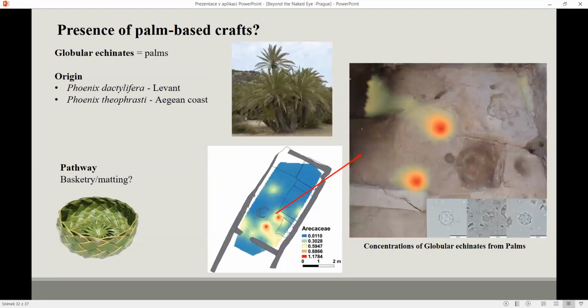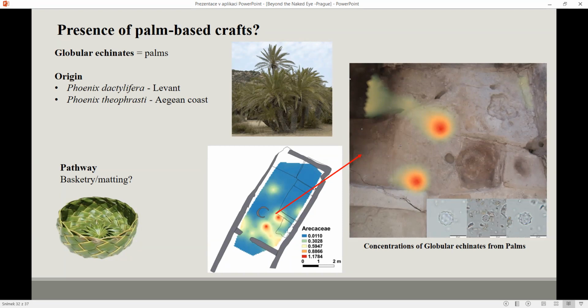All right, so I want to bring back the question or the issue of the palm phytoliths, because what are they doing there? There are actually two options for the origin of palm phytoliths at Çatalhöyük. One is in the Levant and the Aegean coast, where we can find Phoenix dactylifera, which is date palm, and there's also another local palm on the Aegean coast called Phoenix theophrasti. This one, we know, has been used since antiquity for basketry.